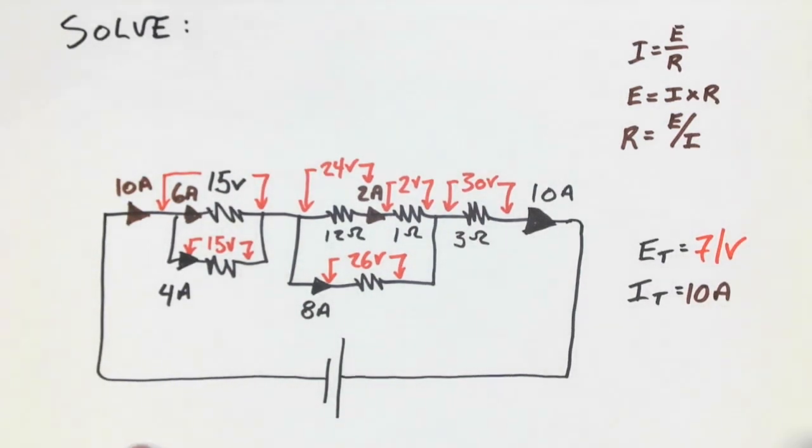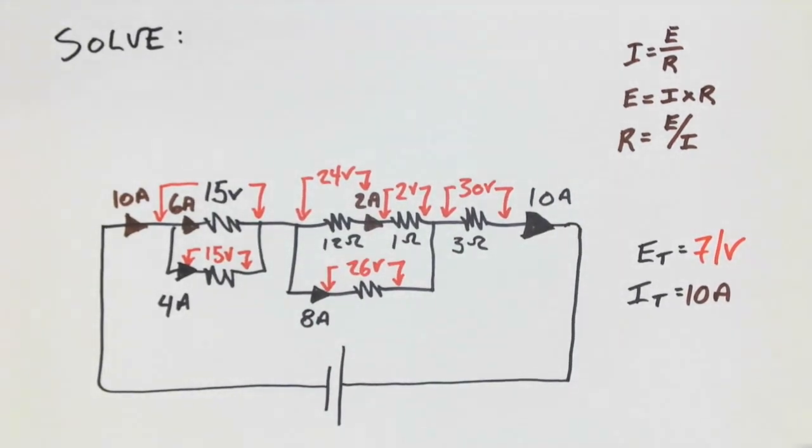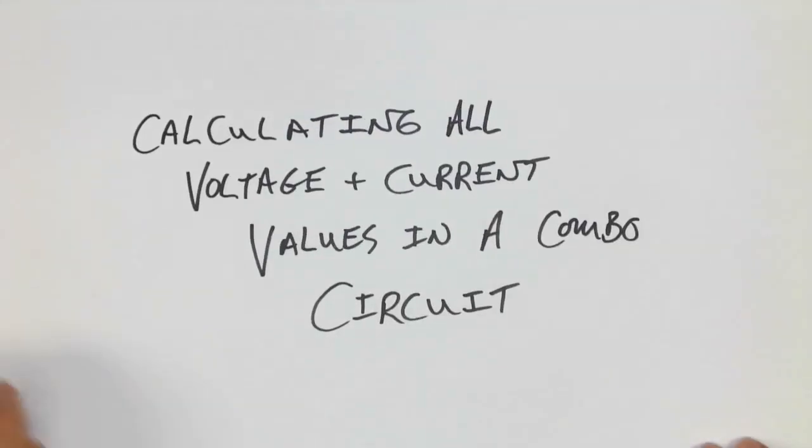Well, let's see if we can then apply this logic to a slightly more involved question, or perhaps a different type of question. What we're going to look at now is calculating all the voltage and current values in a combo circuit, but in a slightly different form. So let's take a look at what that form is.